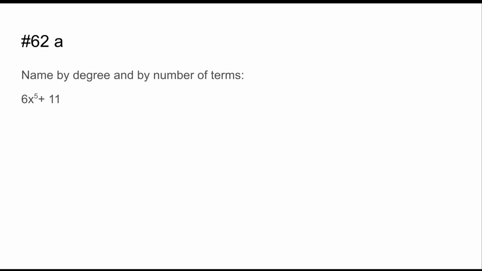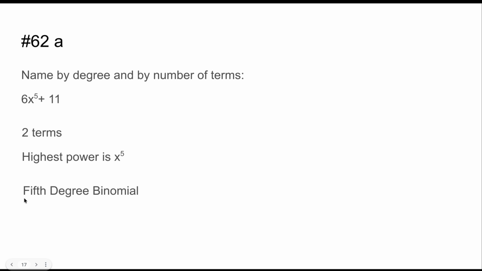62a. Name by degree and by number of terms. So how many terms does this have? 2. And degree, this x is to the power of 5. So this is 2 terms. Highest power of x is x to the 5th power. So this is called a 5th degree binomial.